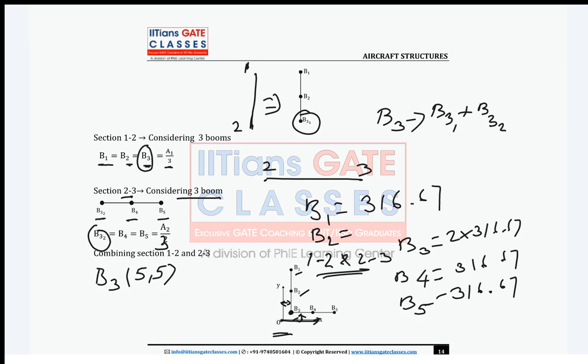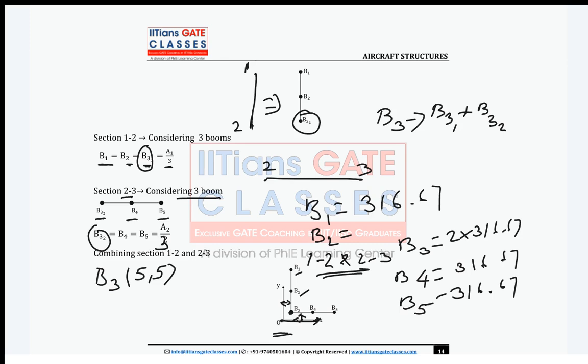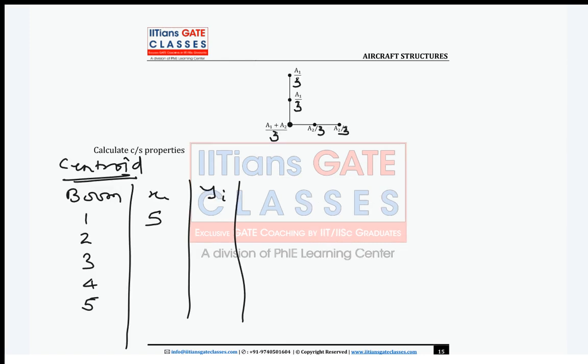Now guys, tell me the position of B1. What is the xi position? 5. What is the yi position of boom 1? It is 100, right? 95 plus 5. You can see this is 95. So yi is 100. Then for boom 2, x is 5 and yi is 52.5. Then boom 3 is 5 comma 5. Then boom 4, 52.5 and 5. And then 105.